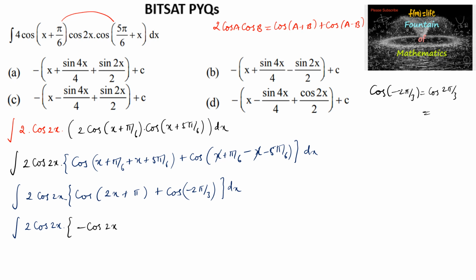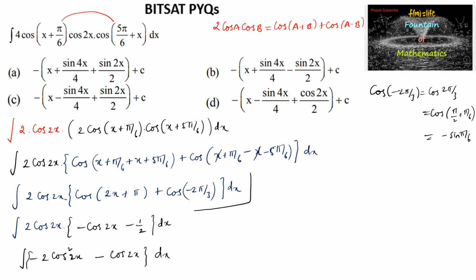And cos 2 pi by 3 value is cos 120 degrees, that is 90 plus 30, that is pi by 2 plus pi by 6. Cos pi by 2 plus pi by 6 is minus sin pi by 6, that is minus 1 by 2. So we can write here negative 1 by 2 dx. So integral minus 2 cos square 2x and again minus cos 2x dx.